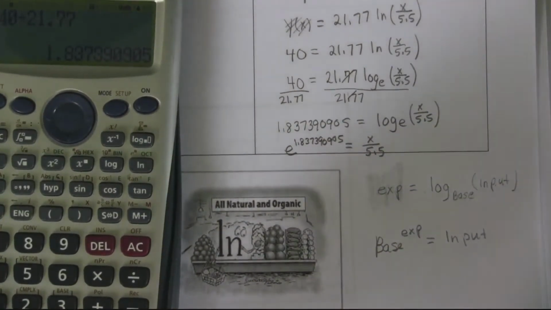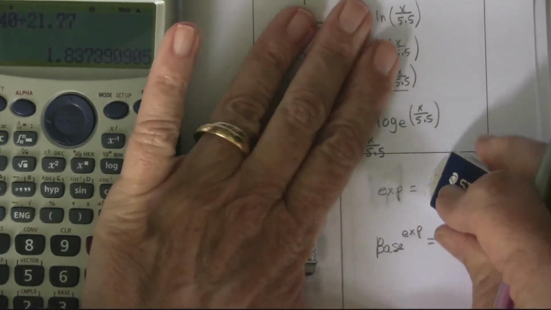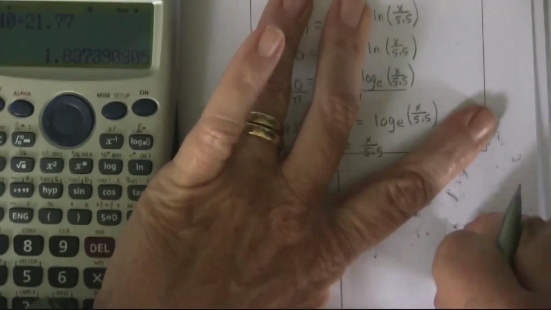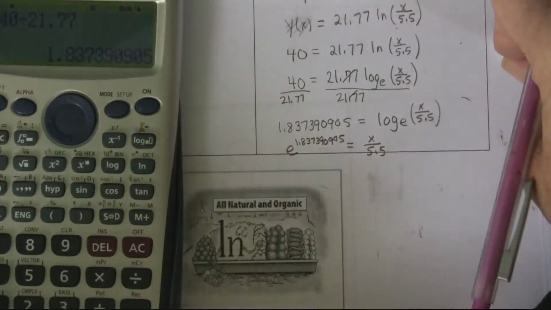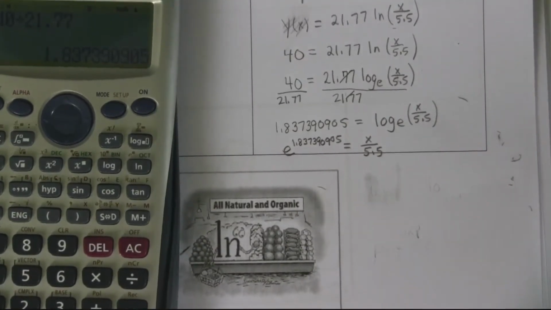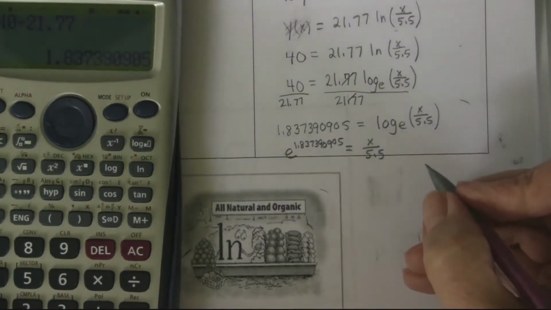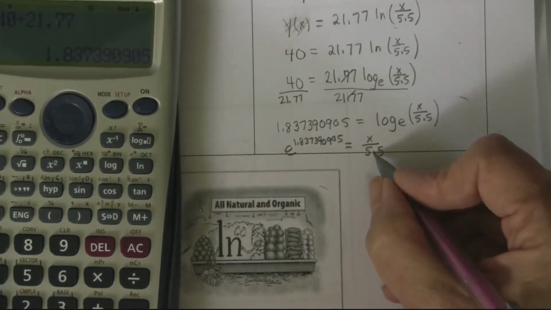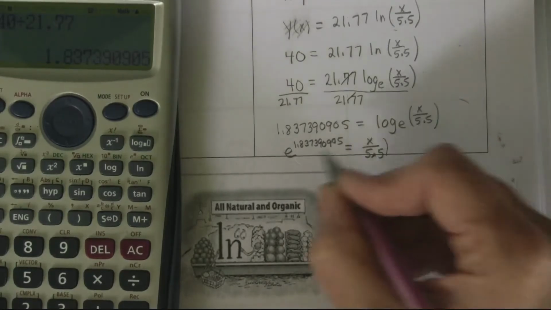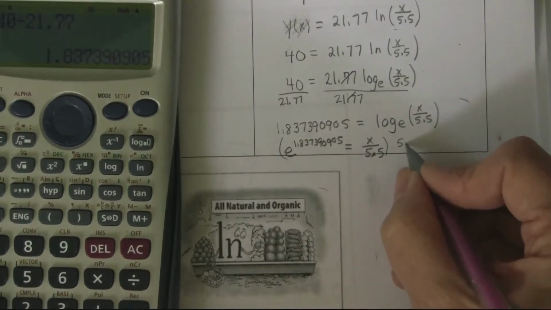And now I can solve for X. I'm going to erase this part down here because I'm just running out of room. So I've changed it from being in logarithm form to being in exponential form. And all I have to do to solve it is multiply by 5.5 because that's what X is being divided by. So I can multiply both sides of the equation by 5.5.